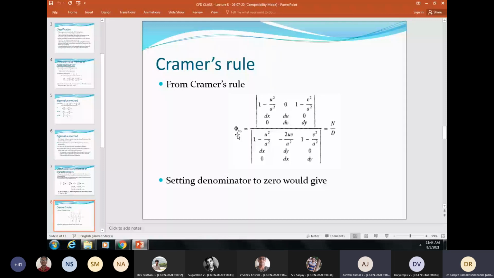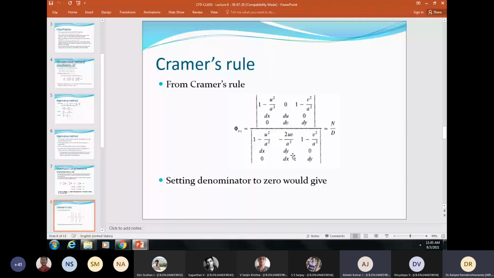What is dou v by dou y? It is the derivative of u along the y direction, the gradient of u along the y direction, that is dou u by dou y. If this is discontinuous along y, then that means the denominator should be 0. No solution.